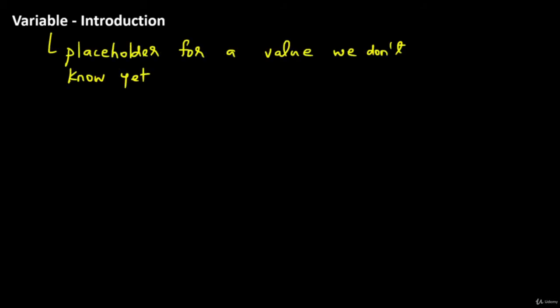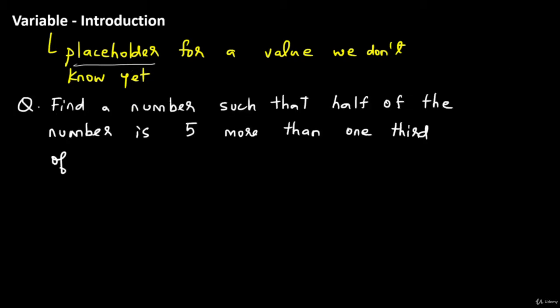Hi students, in this video, let's get introduced to the concept of a variable. Alright, so what is a variable? A variable is a placeholder for a value we don't know yet. Alright, let me take an example to explain this better. So find a number such that half of the number is 5 more than 1/3 of the number.